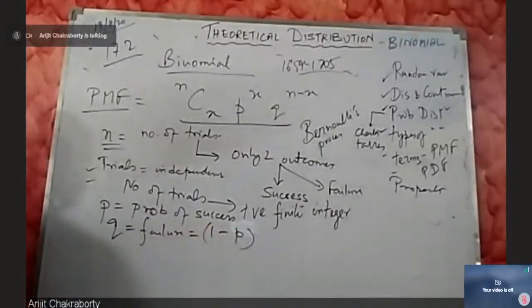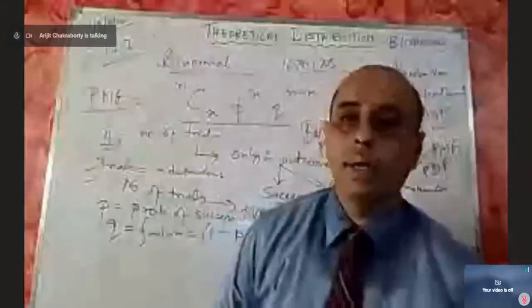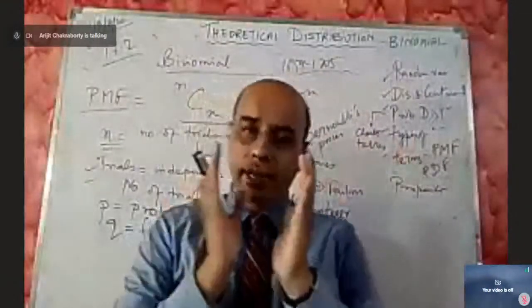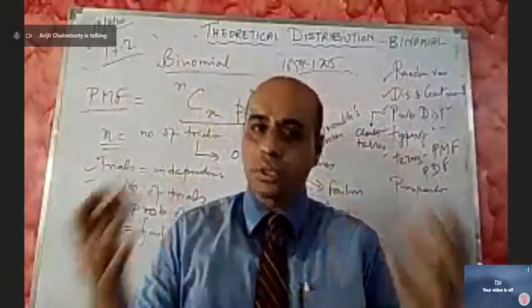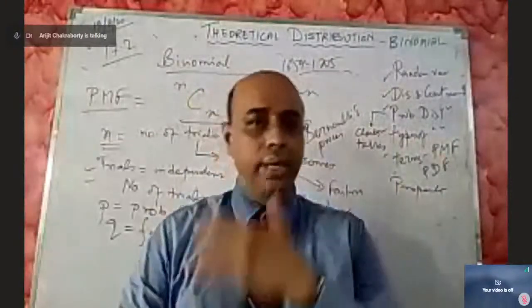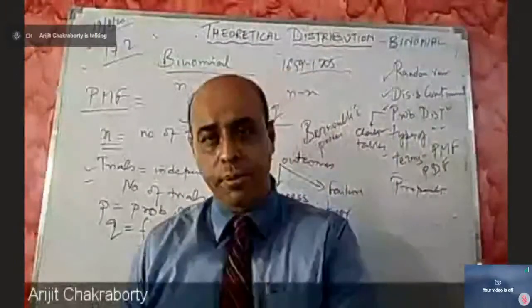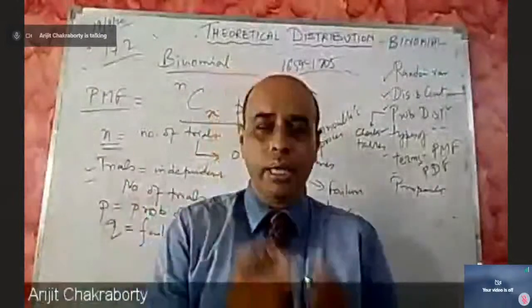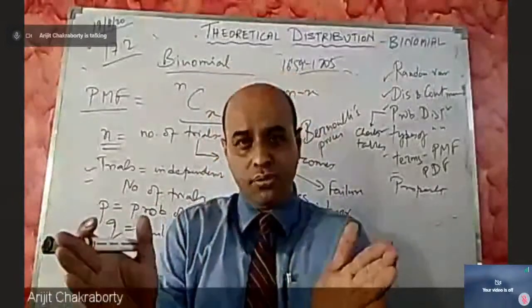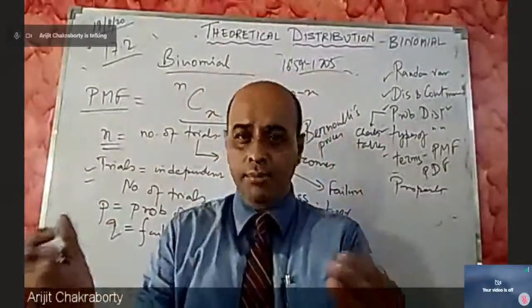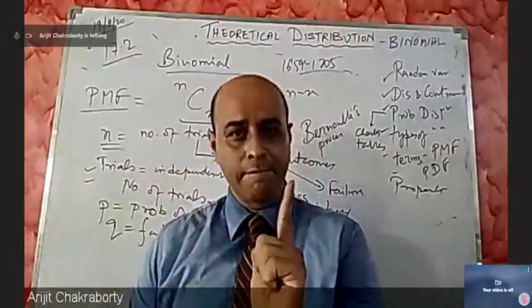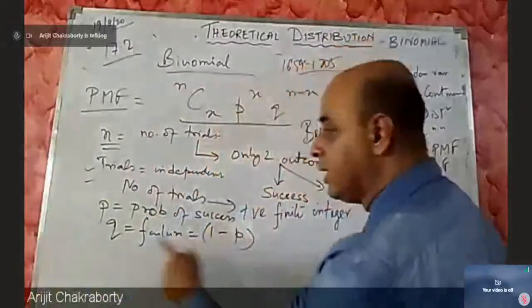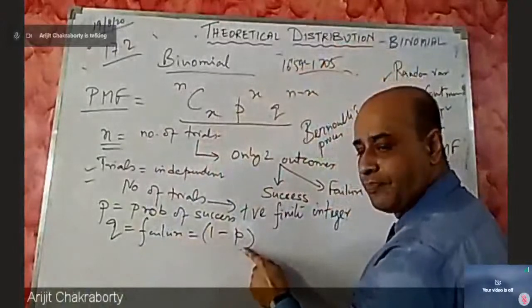That means P and Q are two mutually exclusive and exhaustive events, because two of them cannot happen together. If P happens, Q cannot happen. If Q happens, P cannot happen. So they are mutually exclusive, two separate. At the same time, when they combine, you get 1. That means P plus Q will give you 1. Therefore, Q is 1 minus P.